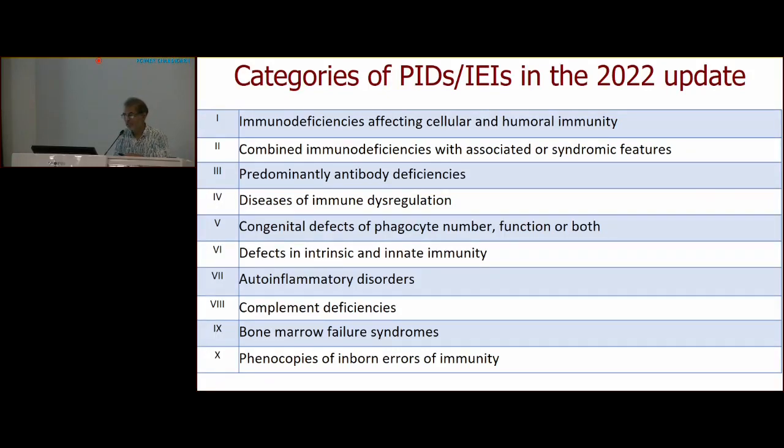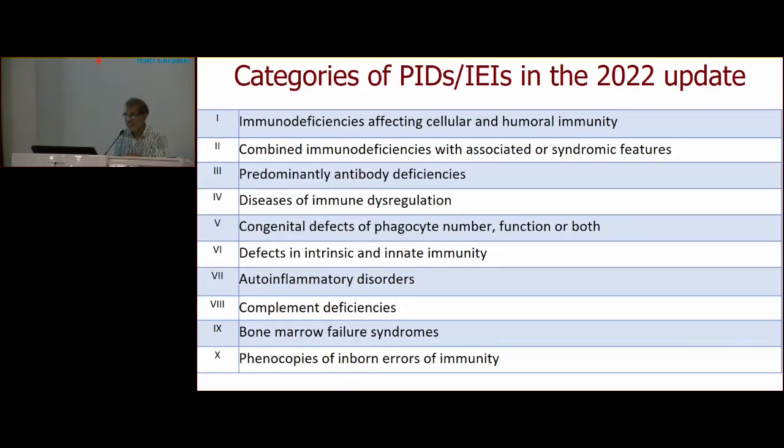The second category is combined immunodeficiency with associated or syndromic features. Here there is a combined defect, but there are certain other features. It could be facial dysmorphism, it could be some other syndromes. In this category, you have got disorders like Wiskott-Aldrich syndrome and ataxia-telangiectasia. The third category, which is the most common disorders encountered worldwide, are predominantly antibody deficiencies. And in this category, the prototypic disorder is X-linked agammaglobulinemia, which affects boys.